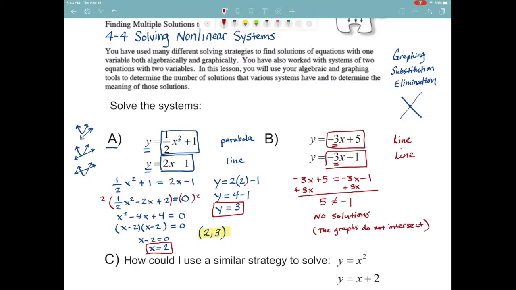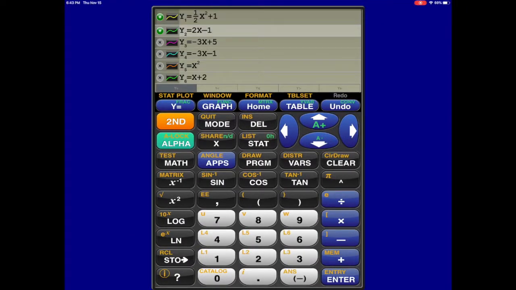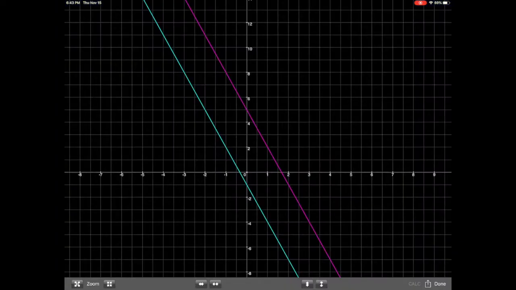All right, so no solutions means the graphs do not intersect. So let's look real quick here just to make sure that we're getting that. I already have these pre-typed in to make this a little bit faster and easier. If you look here, you see that we do have parallel lines. These two lines will not intersect each other. They'll go on and on forever, never intersect. So therefore we have no solutions.